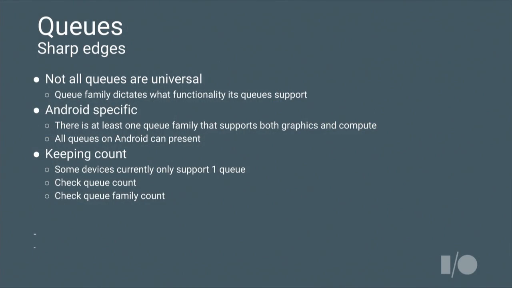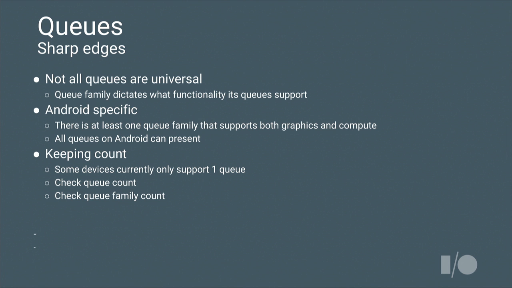And some sharp edges in queues. So not all queues are universal. The queue family dictates what functionality each queue supports. An Android specific note on queues is that on Android, there's at least one queue that supports both graphics and compute. And you can present from any queue on Android. On the desktop, you kind of have to go looking around to see which queue supports presentation or not.